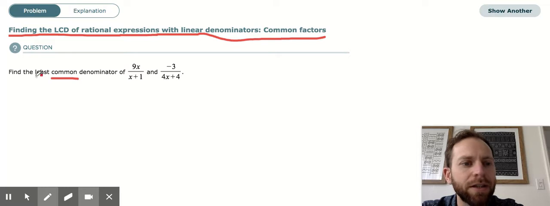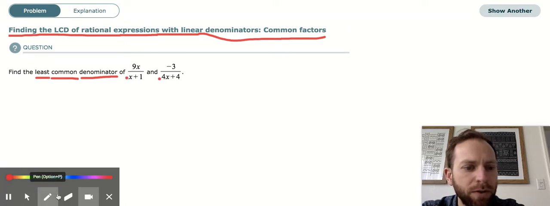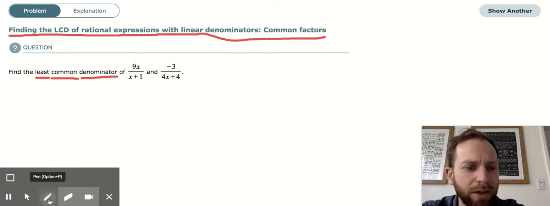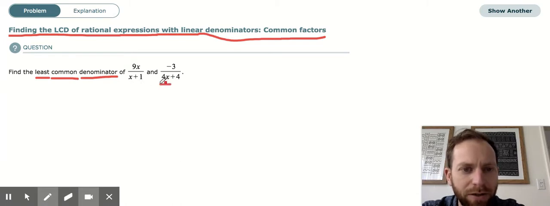Now, the least means lowest common that they both have, and denominator meaning the value on the bottom of the fraction. So what I'm really looking at here is the x plus 1 and the 4x plus 4. And what I'm trying to see is, is there something that those two have in common? Well, right now they don't really have that much in common, but you should recognize that the terms in 4x plus 4 share something in common.